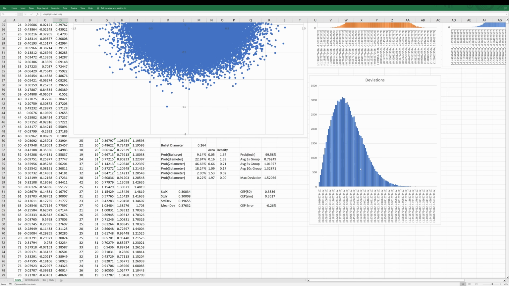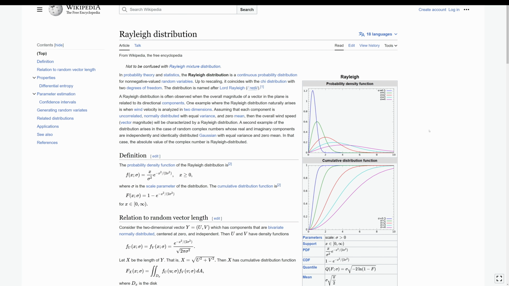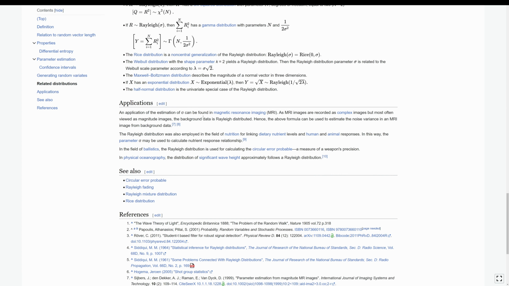is not normally distributed. It is actually a chi distribution, as Blackburn Defense mentioned in that video. Specifically, it is a type of distribution known as a Rayleigh distribution, and this is used in ballistics for the calculation of things like circular error probable. Even on the Wikipedia page, as you scroll down, you see under applications that in the field of ballistics, the Rayleigh distribution is used for the calculation of circular error probable, because the Rayleigh distribution is a very specific chi distribution when both the x and y coordinates are normally distributed and independent with the same mean, which is what I did in my simulation.